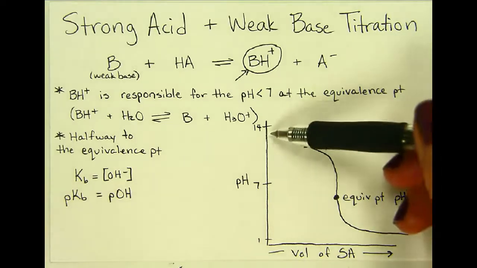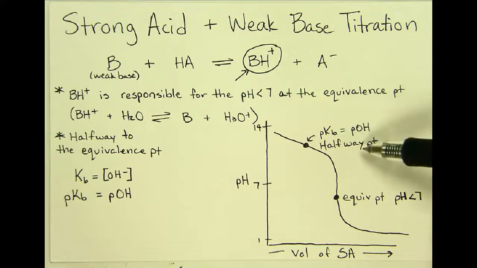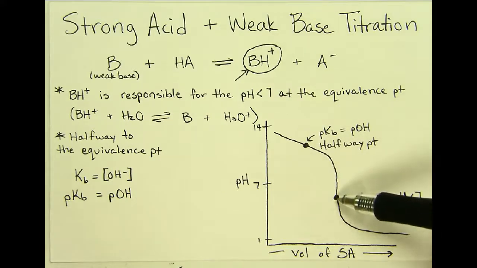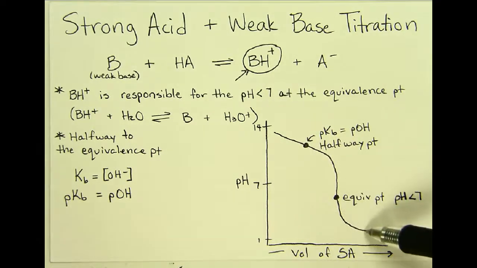So here's where we start. This is the halfway point, and so the pKb equals the pOH. And then as we come down here to the equivalence point, notice that it's going to be less than 7 because of the conjugate acid. And then as we continue to add acid, it tapers off down here.